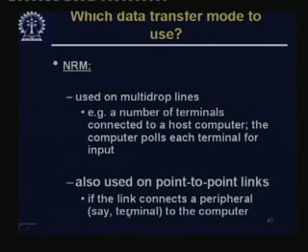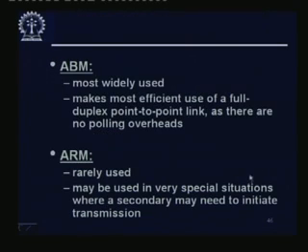If the link connects a peripheral, let us say a terminal, to the computer, so if it is a point to point link, what is happening is that one of them is primary, the computer side, that is the primary station, and the peripheral side is the secondary station. So in all these unbalanced cases, NRM may be used.